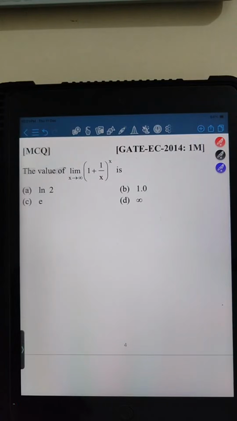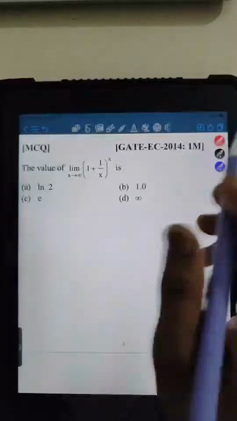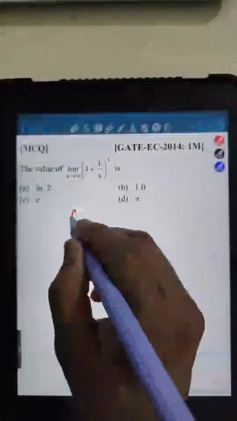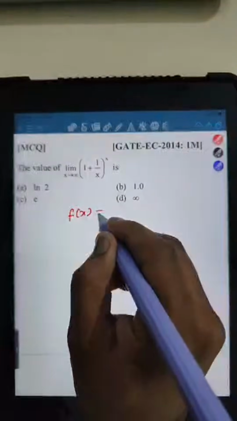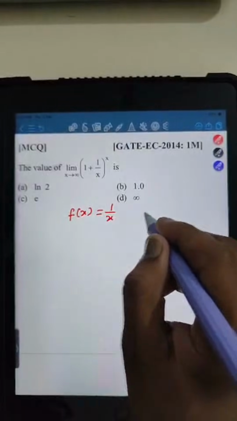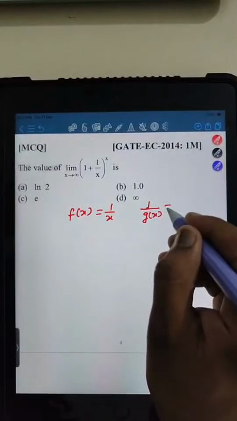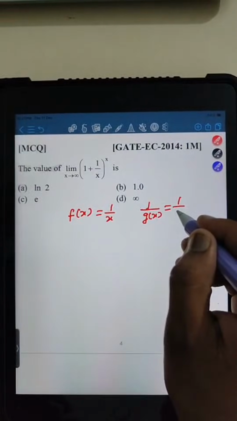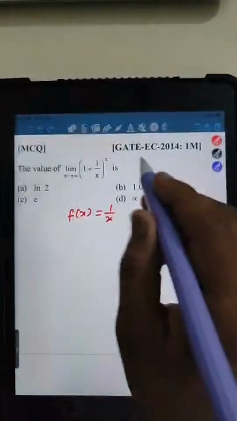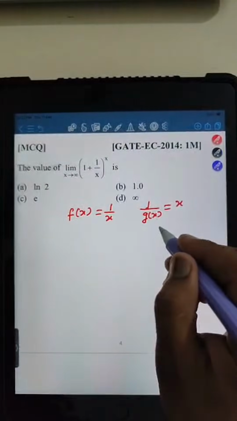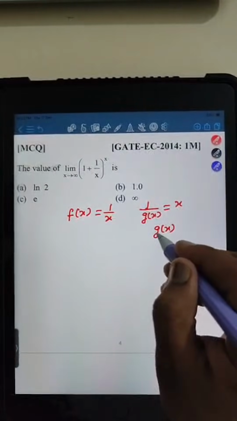Okay, so what is the approach for this question? Can we follow the same approach for this question as well? Right? So in this problem, fx is 1 upon x. And 1 upon gx is what? 1 upon x. Sorry, gx is 1 upon x, right?